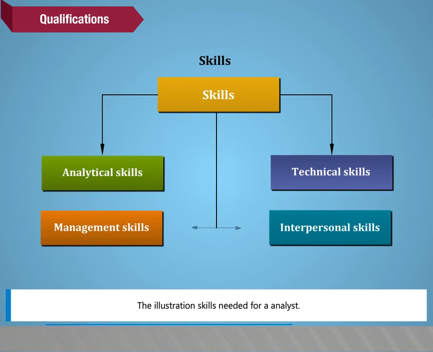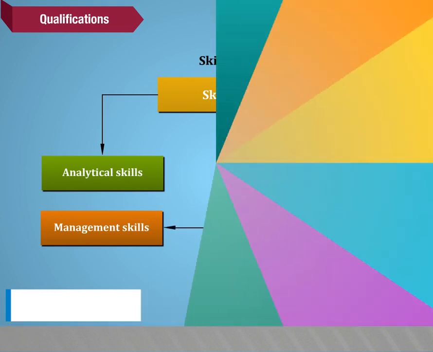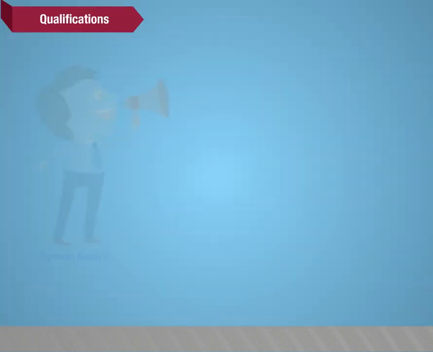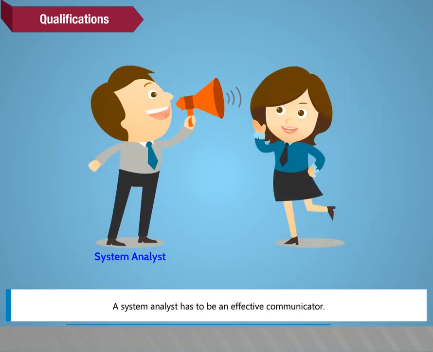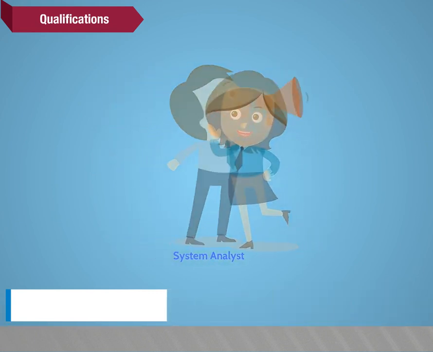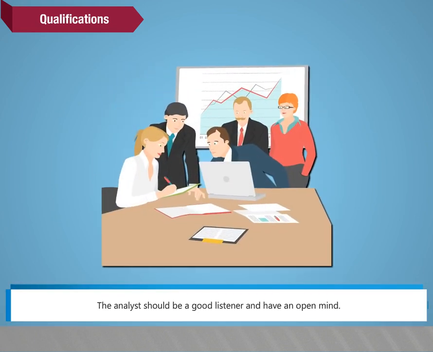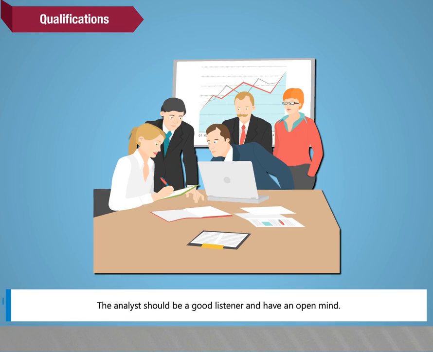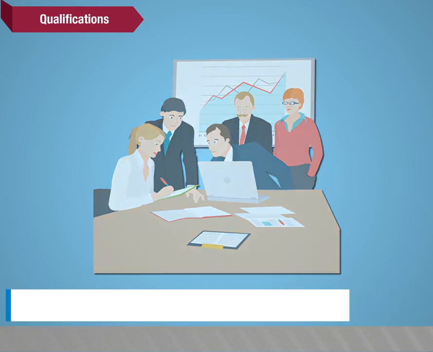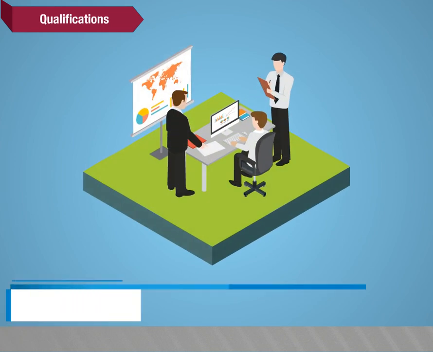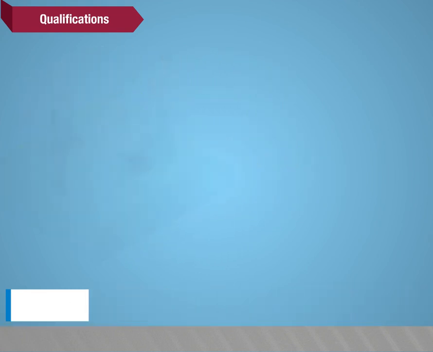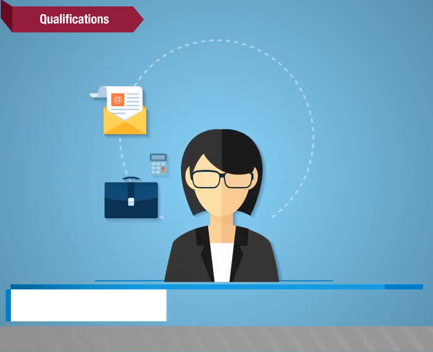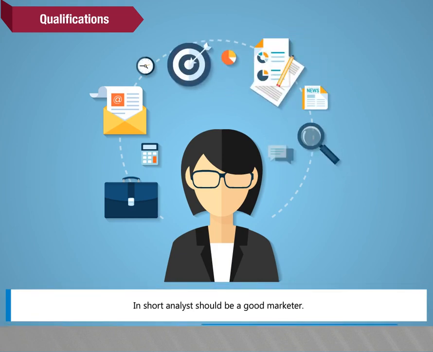The illustration of skills needed for an analyst. A system analyst has to be an effective communicator. The analyst should be a good listener and have an open mind. The analyst needs to convince persons about the changes that need to be made. In short, the analyst should be a good marketer.